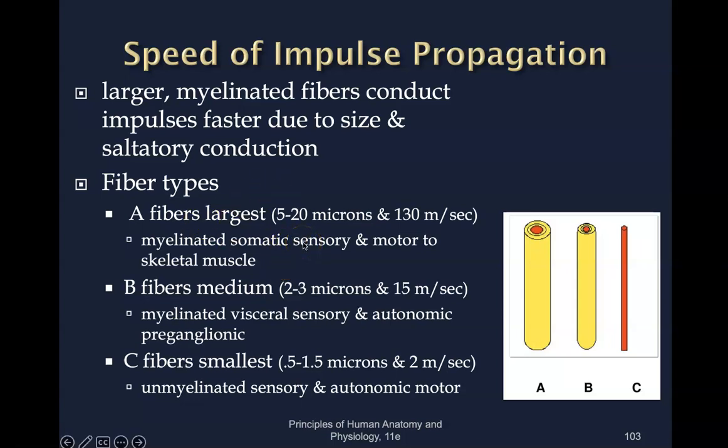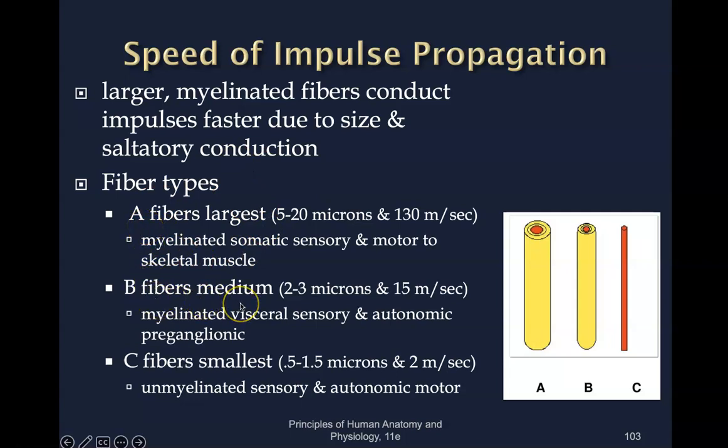You detect the touch of your pen in your fingers, and that information is sent very quickly back to the brain through these A fibers, and then back out through these motor A fibers to fine tune your skeletal muscle actions in your hands. Okay. So it makes sense why these would be A fibers, right? You need that to happen fast.